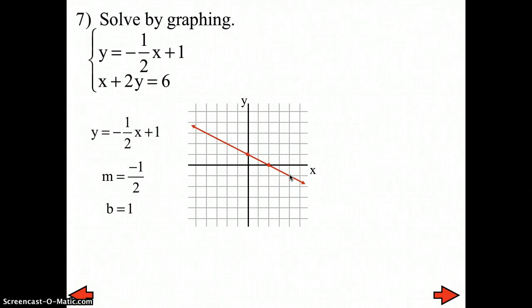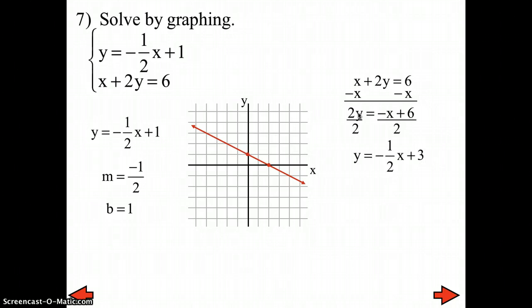And that's my line. Now, looking at the second equation, it's not in slope-intercept form. It's actually in standard form. So I'm going to have to manipulate this equation to turn it into slope-intercept form. I'm going to try to isolate my y by first getting rid of the x term, subtract it from both sides, leaving me with 2y equals negative x plus 6. Now I want to isolate my y variable, so I need to get rid of the coefficient by dividing everything by 2. And I get y equals negative 1/2 x plus 3.